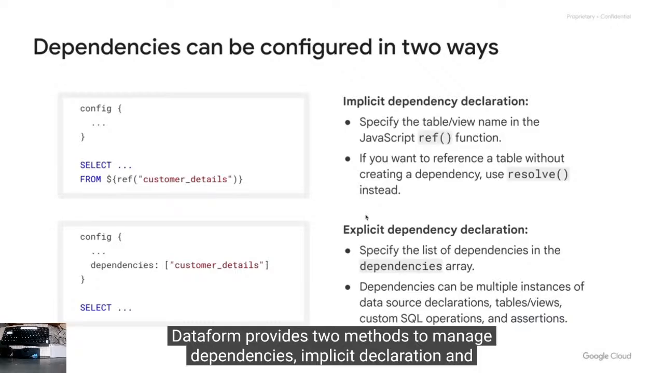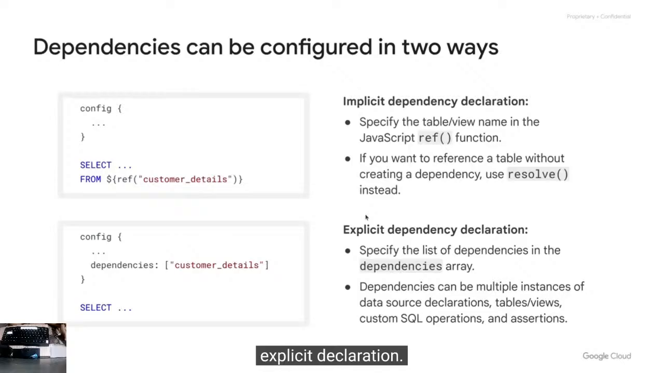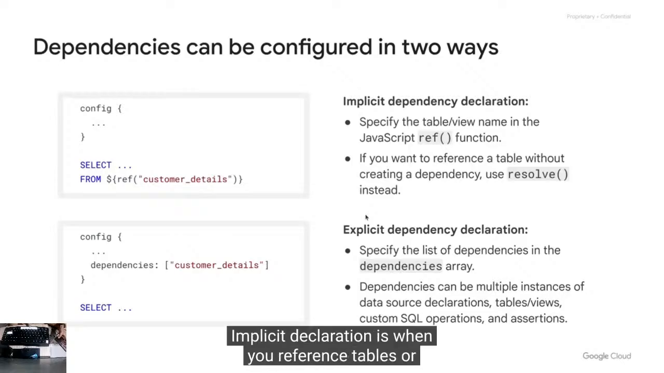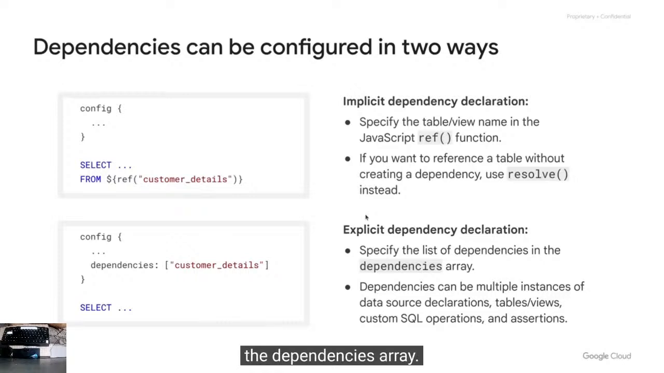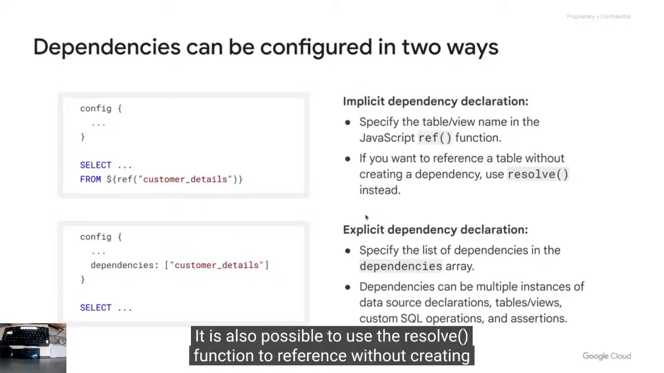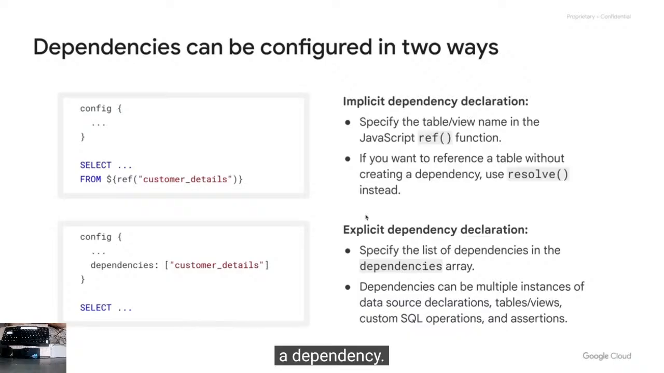Dataform provides two methods to manage dependencies: implicit declaration and explicit declaration. Implicit declaration is when you reference tables or views directly within your SQL using the ref function. Explicit declaration is when you list dependencies within a config block using the dependencies array. It is also possible to use the resolve function to reference without creating a dependency.